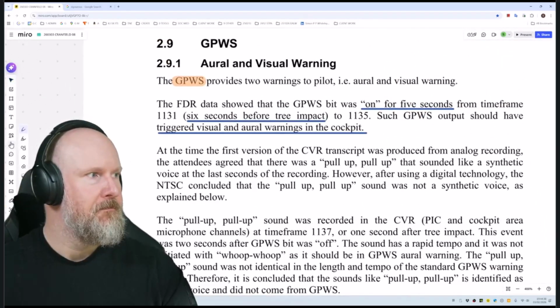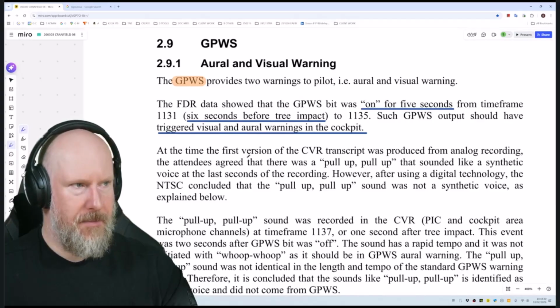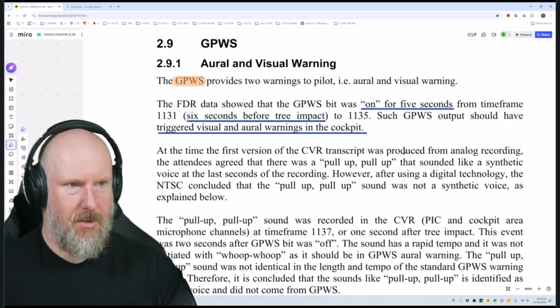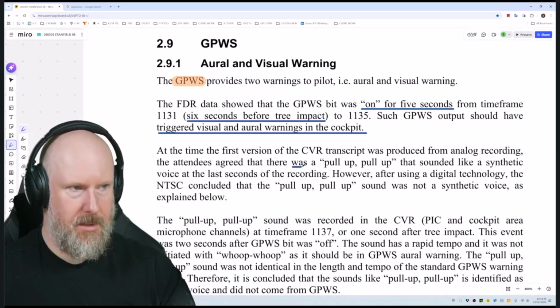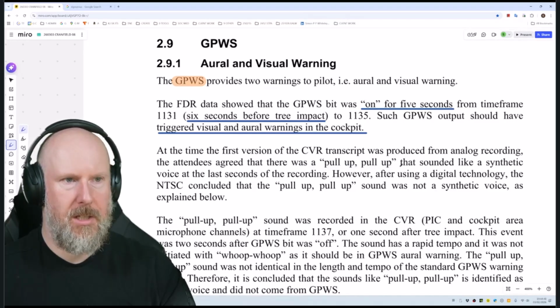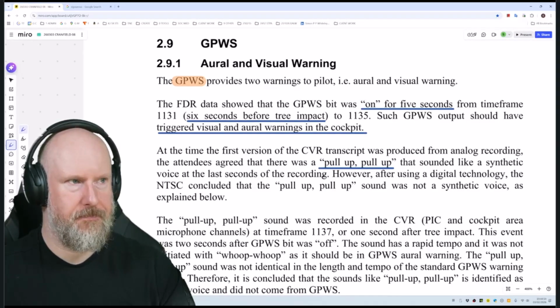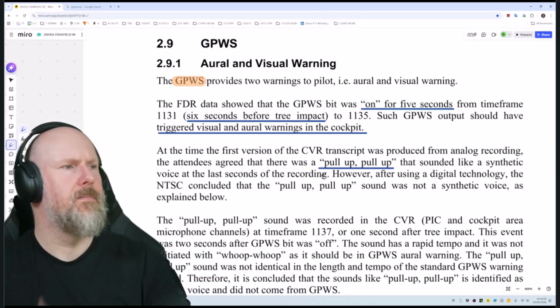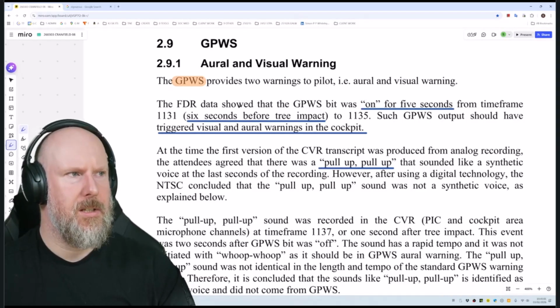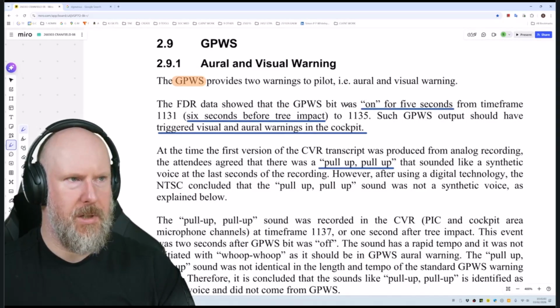At the time the first version of the CVR transcript was produced from analog recording, the attendees agreed that there was a pull-up that sounded like a synthetic voice at the last seconds of the recording. So the FDR data showed the GPWS bit was on for 5 seconds.